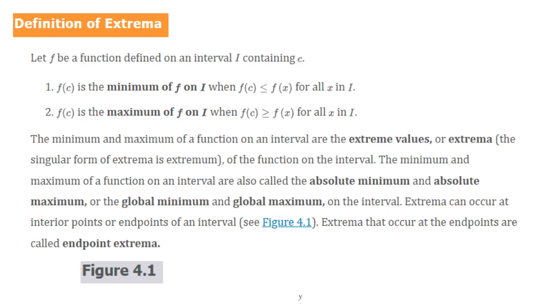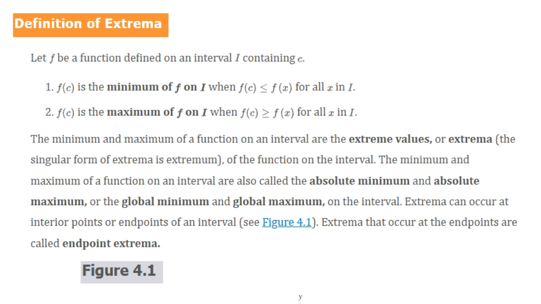Let's look at the definition of extrema. Let f be a function defined on an interval I containing a value c. F of c is the minimum of your function on the interval I when your function value at c is less than or equal to the rest of the x values for all those x values in an interval.